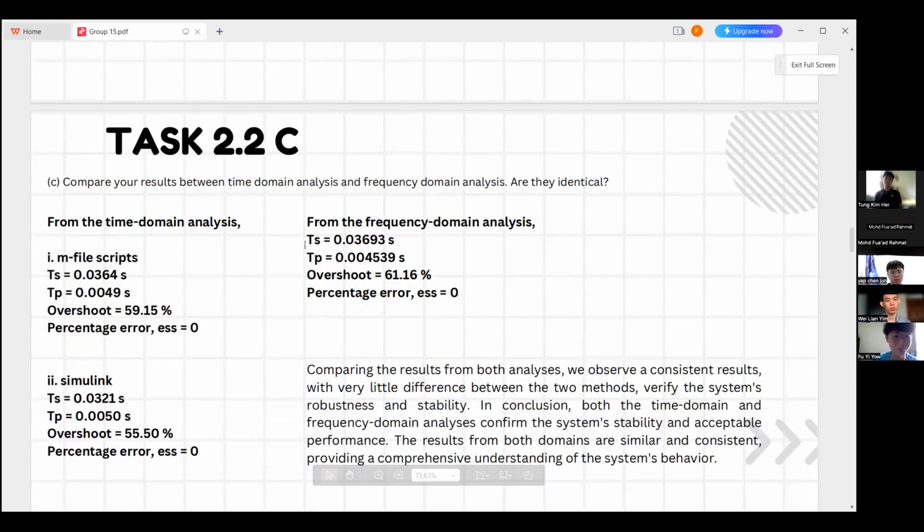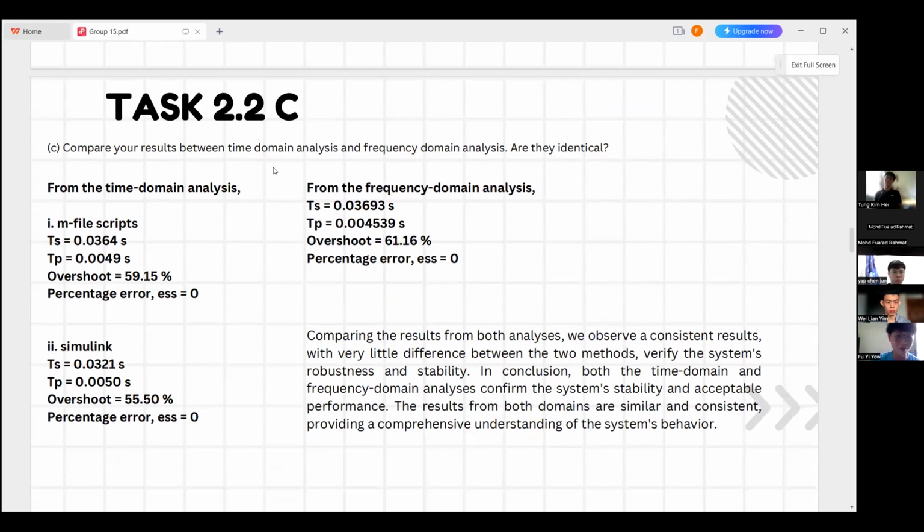And we will go to task 2.2c, which is to compare our results in time domain and frequency domain. Basically, we have three methods to find the same system parameters, and these three results are almost similar with very little difference. So we can make a conclusion: both the time domain and frequency domain techniques confirm the system stability and acceptable performance. That's all for task 1 and task 2.